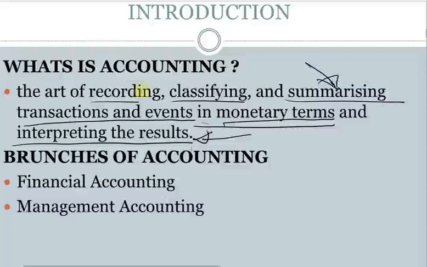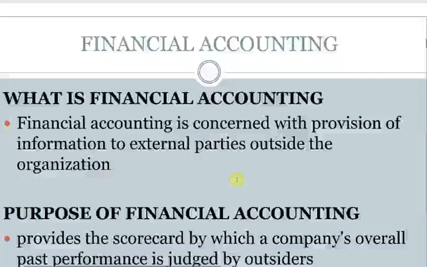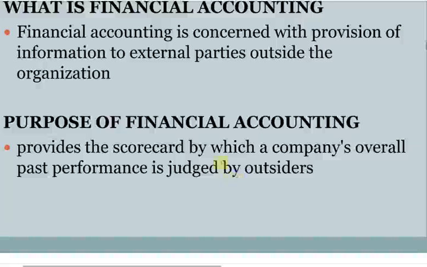So we have already talked about accounting having two branches, financial accounting and management accounting, also known as cost accounting. So let us start off by looking at financial accounting. So what is financial accounting? Financial accounting is basically concerned with providing information to the external parties outside the organization.